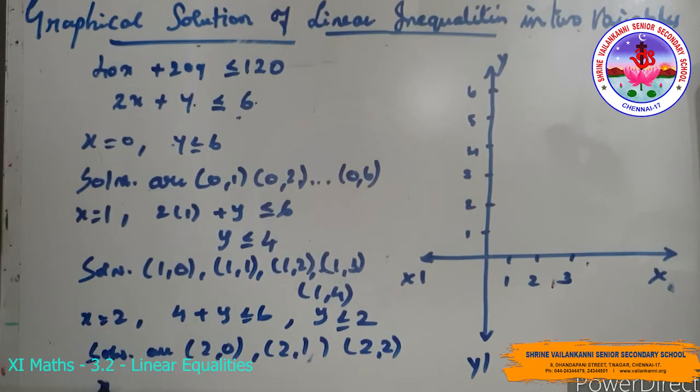So when x is 3, 2 into 3 is 6. So 6 plus y is less than or equal to 6. Subtracting 6 on both sides, we get y is less than or equal to 0. So when x is 3, y is 0. So the solution is (3, 0).